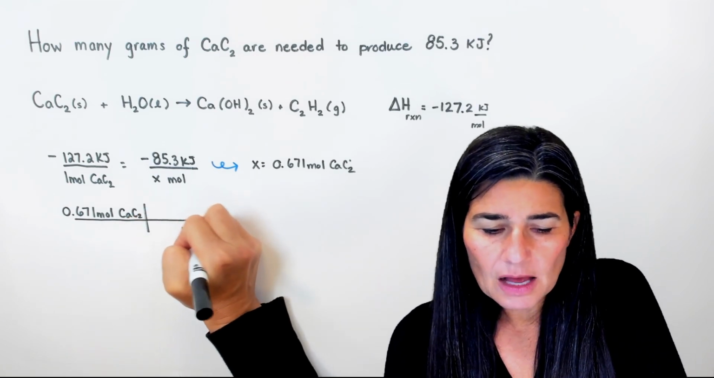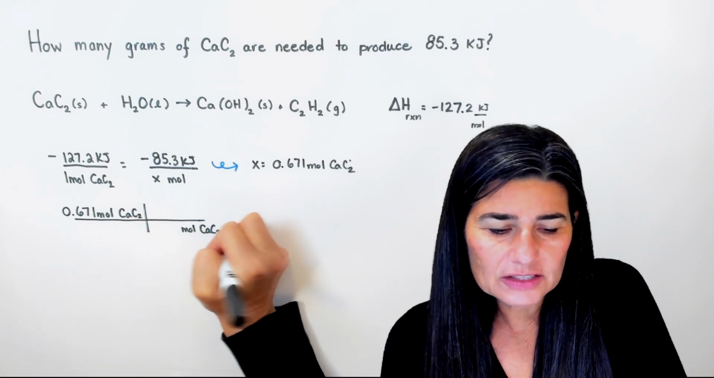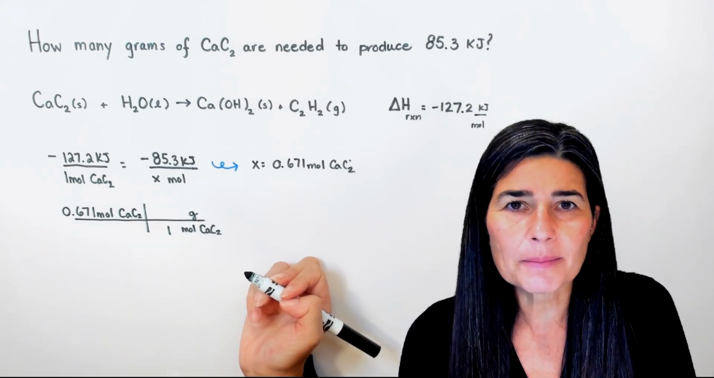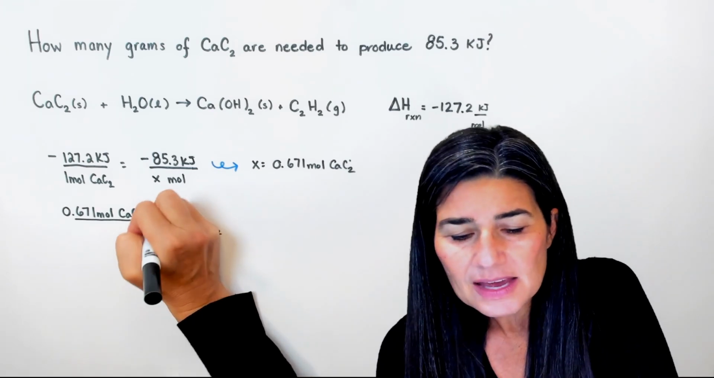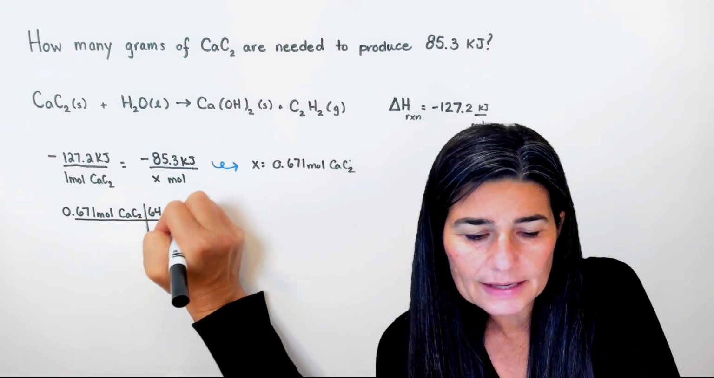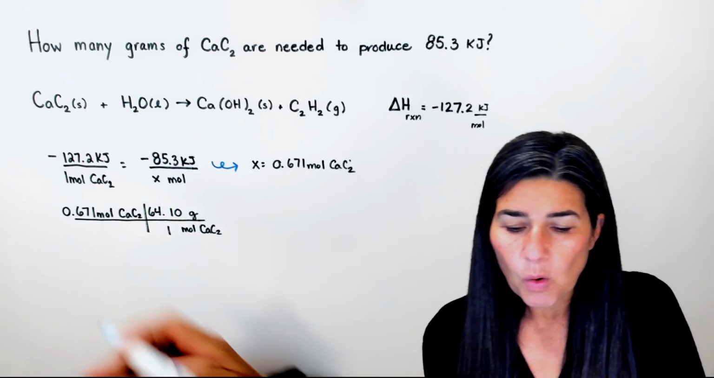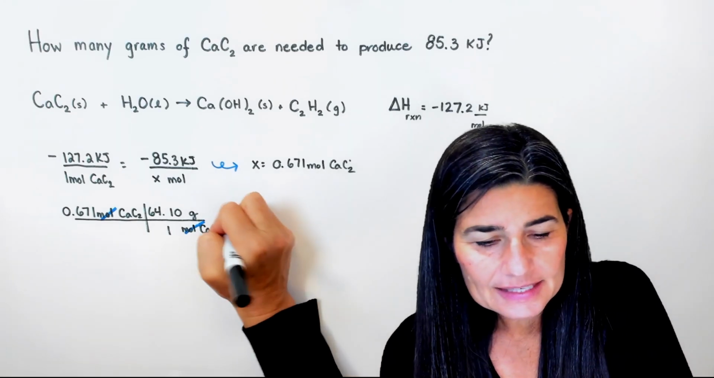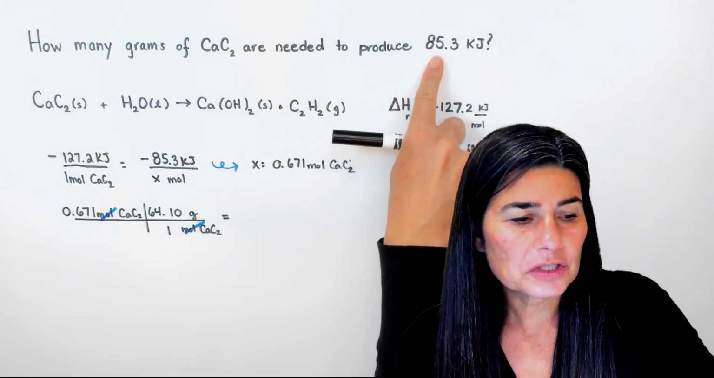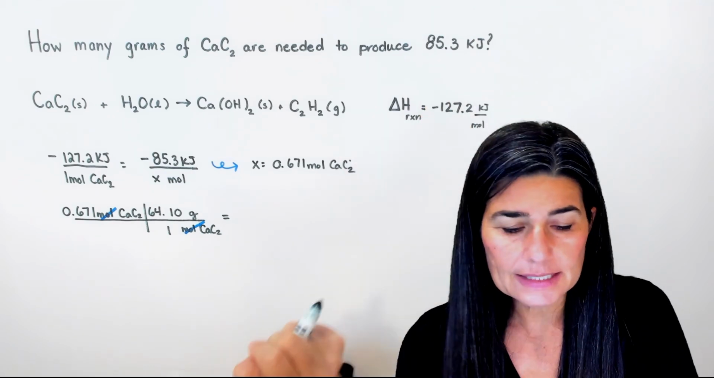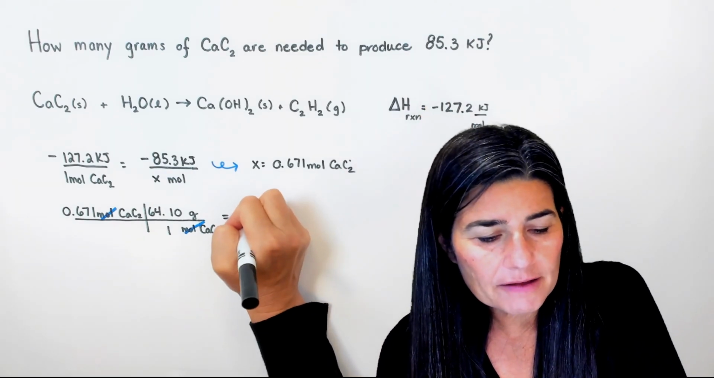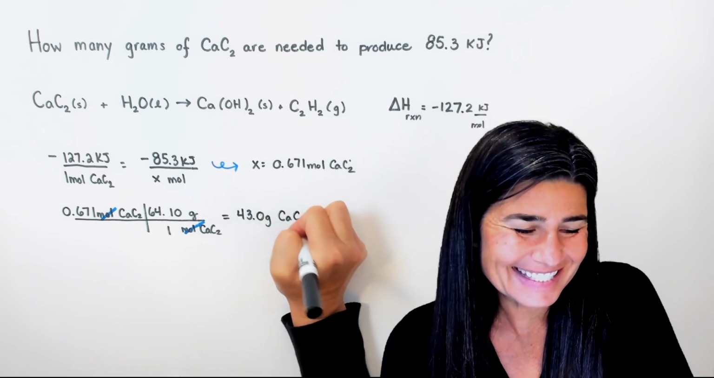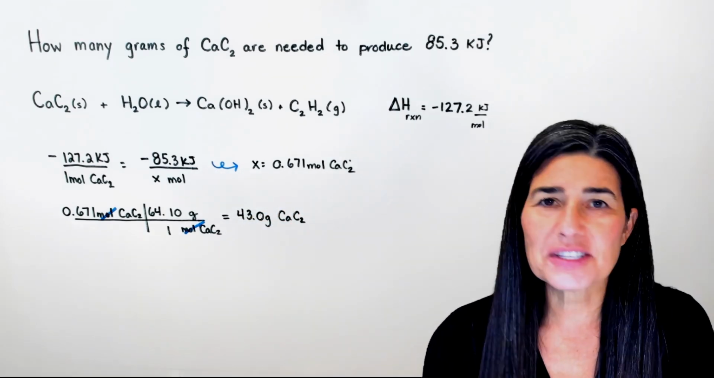Let's go ahead, draw our conversion chart. I'm going to get rid of moles of CaC2 and go to grams. And for every 1 mole of calcium carbide, it has a molar mass of 64.10 grams. The moles will cancel out. We're just going to be left with grams. And if we go ahead and keep 1, 2, 3 significant digits here, I get an answer of 43.0 grams of the CaC2.